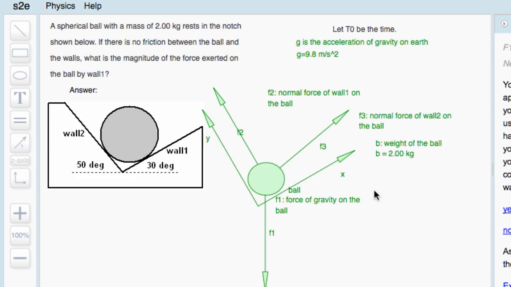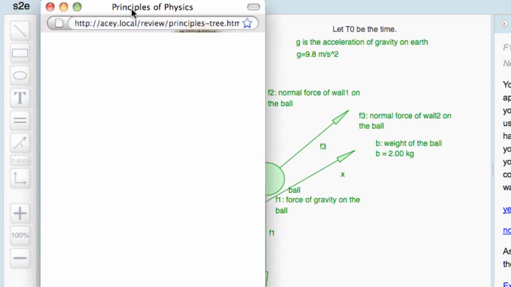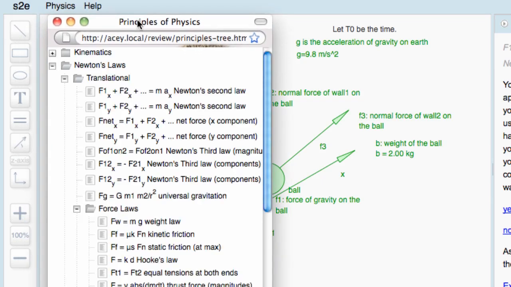Okay, so it was really handy that the help tutor gave me the principles so I could choose from them. But that's not the only place that I can get the principles from. I can also go up into physics, click on principles, and get them this way. Now, right now, I need to find the force of the weight. Well, if I come down to force laws, I find the force of the weight equals mass times gravity.